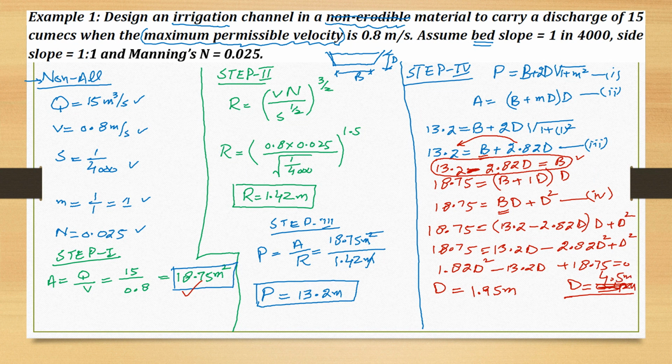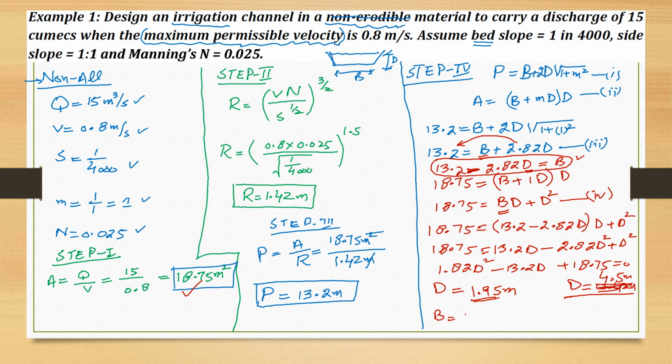Let us say 4.5 meters. So if we put this value of B, D here in this equation, the value of B will be negative. B and D are lengths, so they can never be negative. So we will put this value of D, 1.95 meter, in this equation.